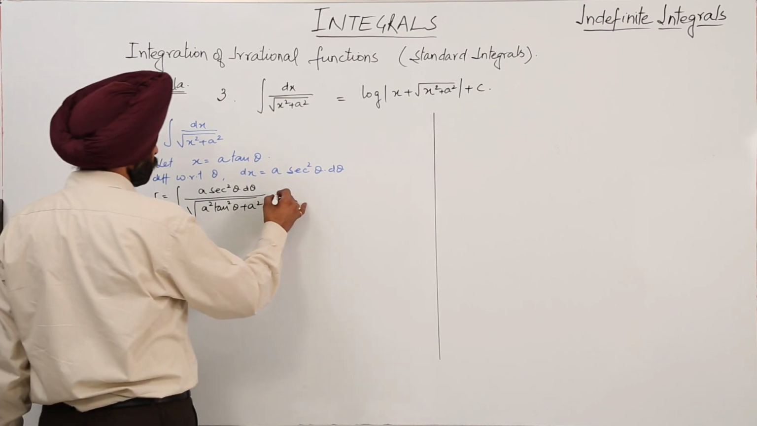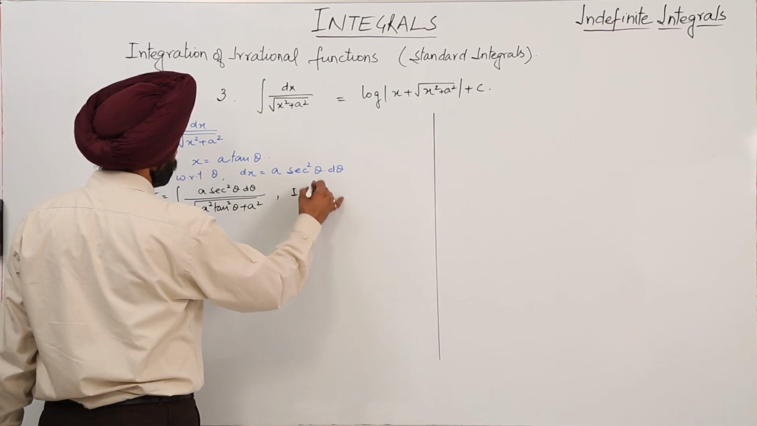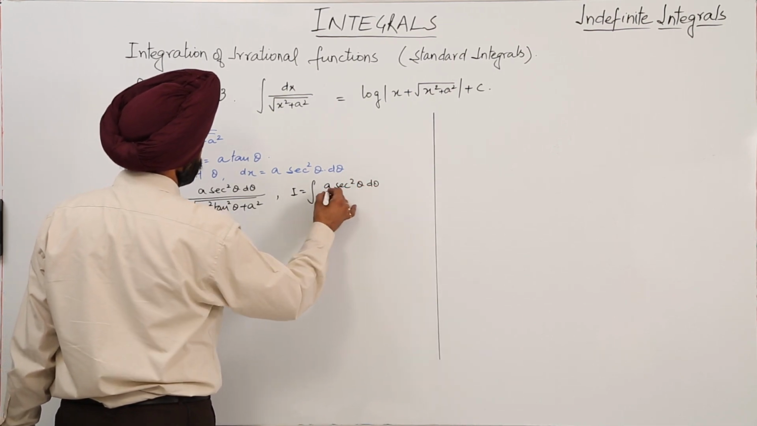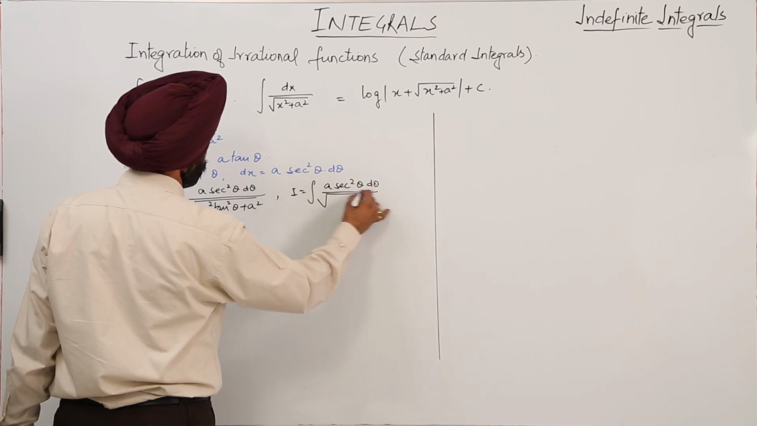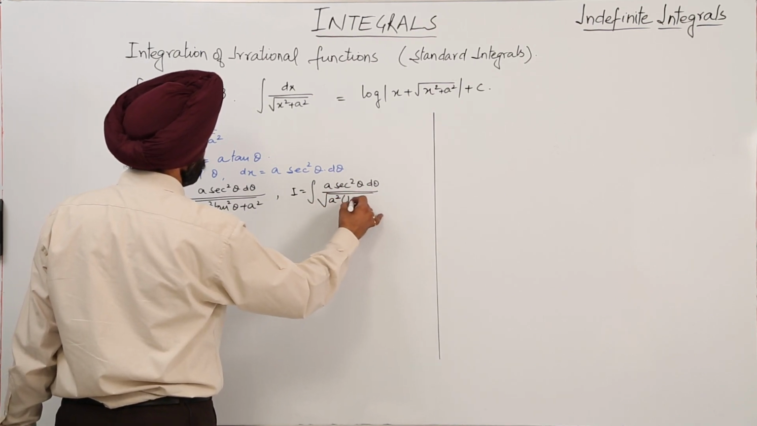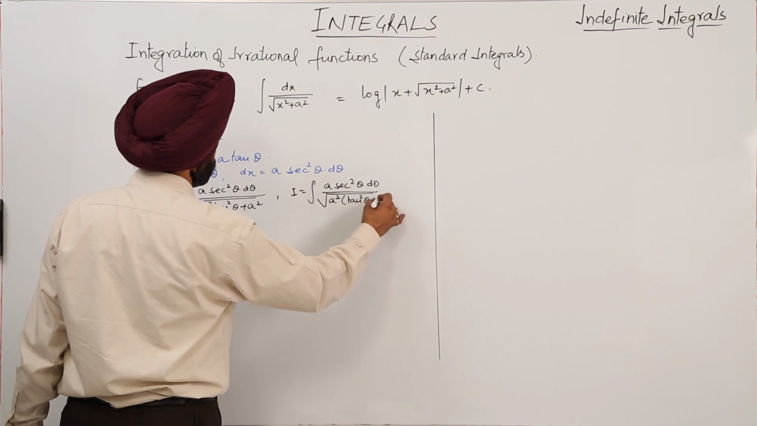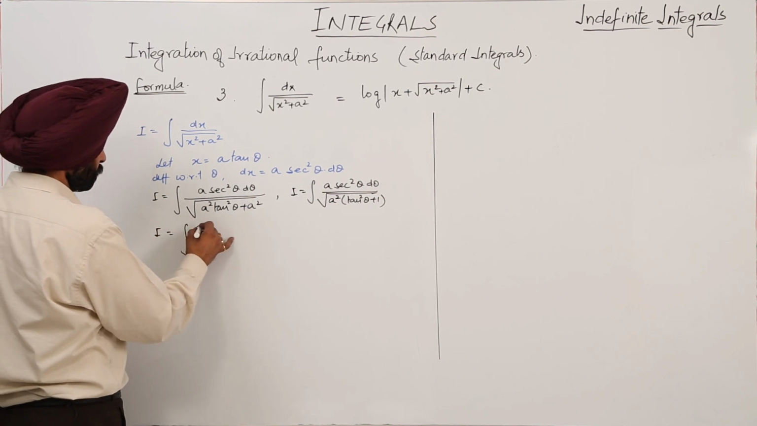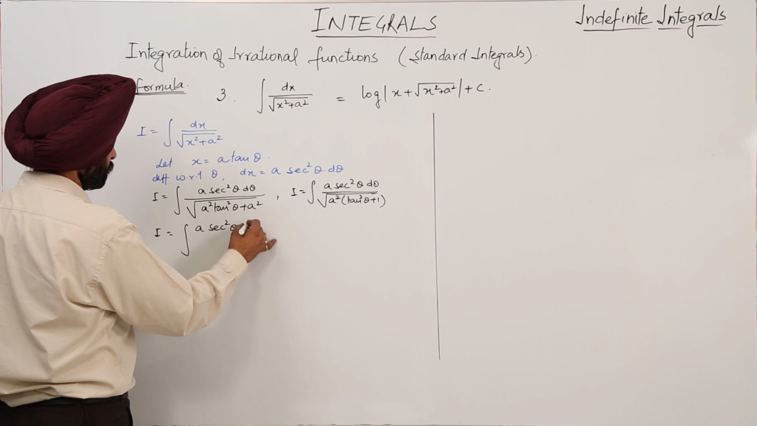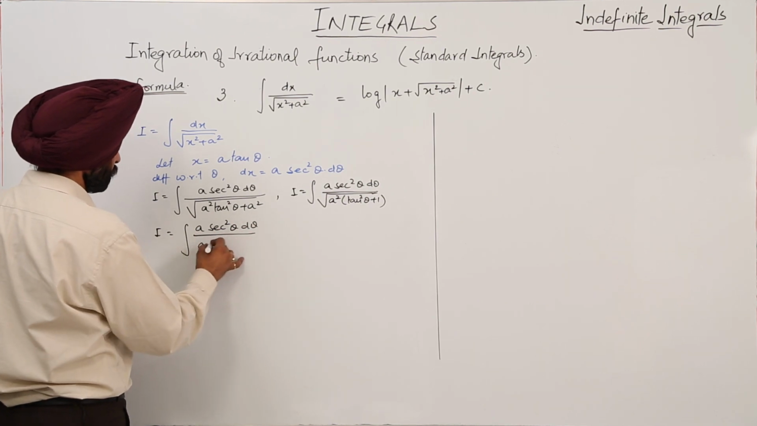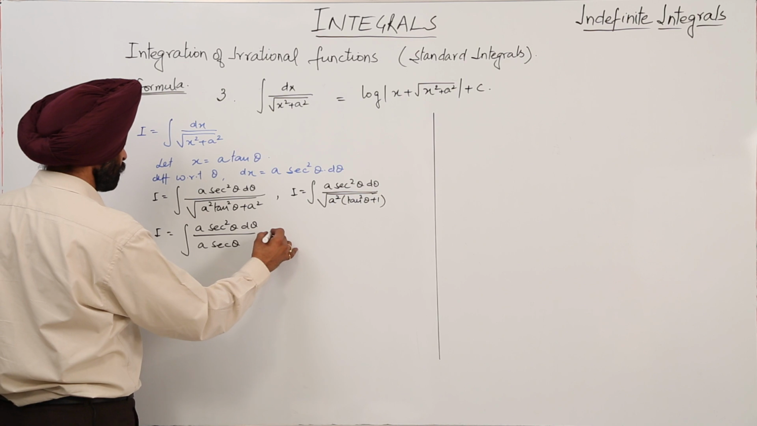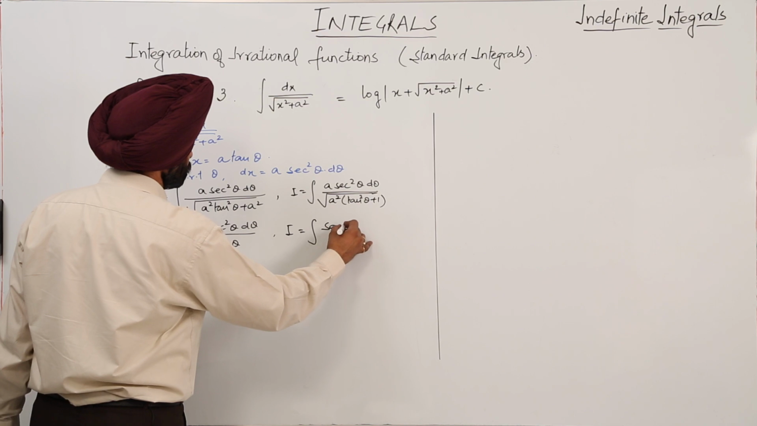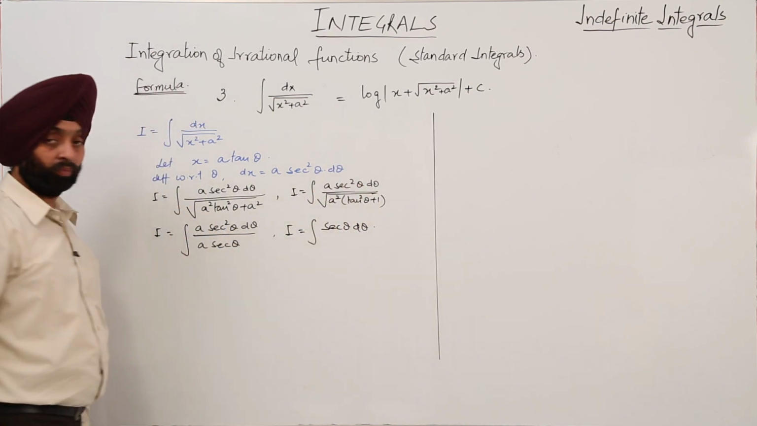Okay. So now we have the integral of a secant square theta d theta upon square root of a square common, tan square theta plus 1. That is the integral of a secant square theta d theta upon a secant theta, and finally we have the integral of secant theta d theta.